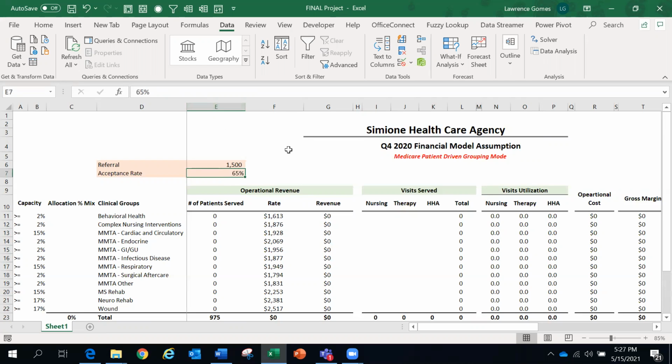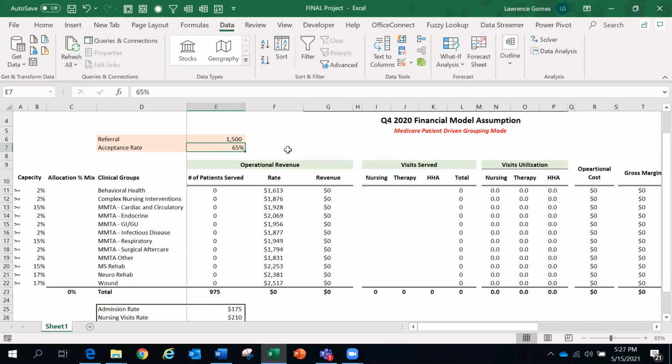And the total acceptance rate is 65%. That means 65% of those 1,500 referred patients would be admitted into the agency. So the total number of admissions into the agency is 975.